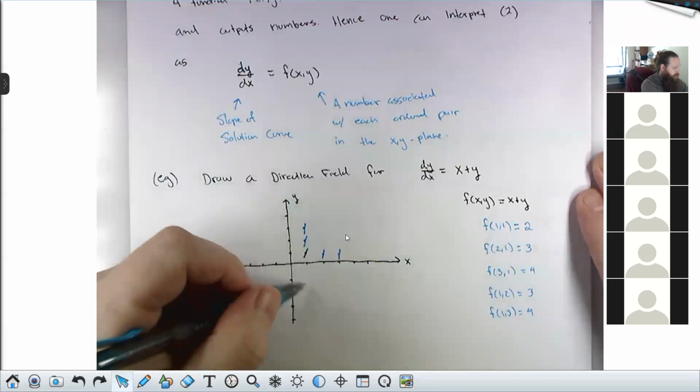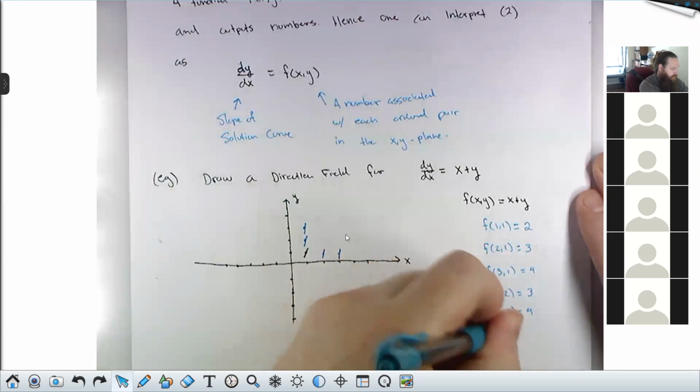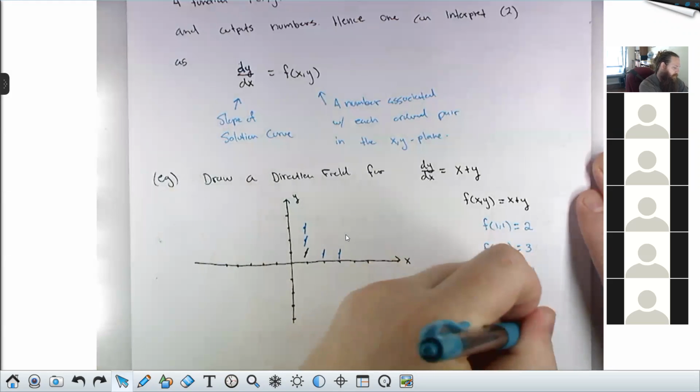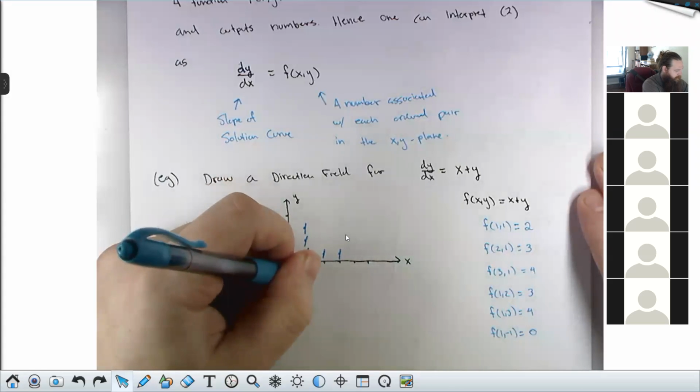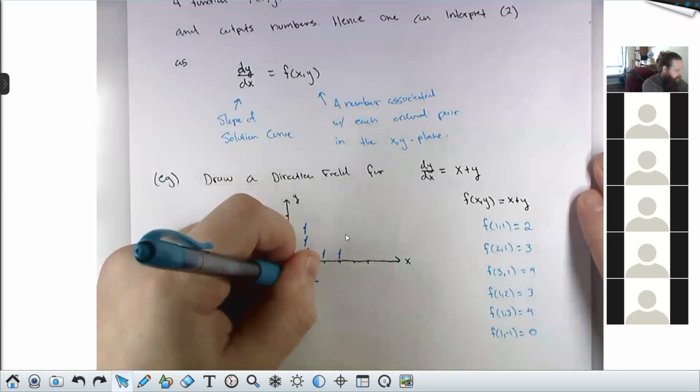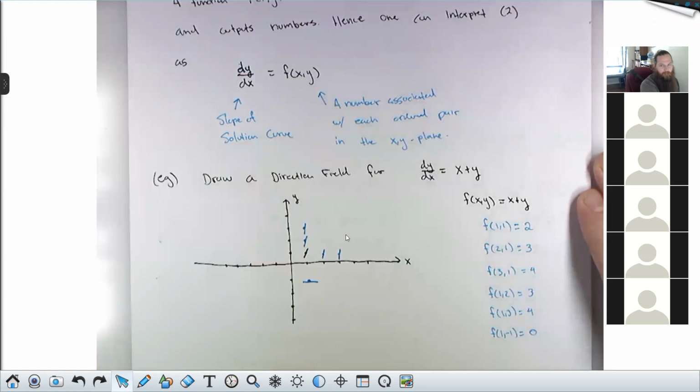I'll do 1, -1. That's going to be 0, right? Because 1 plus -1 is 0. So down here, at 1, -1, I have a little line segment with slope 0.